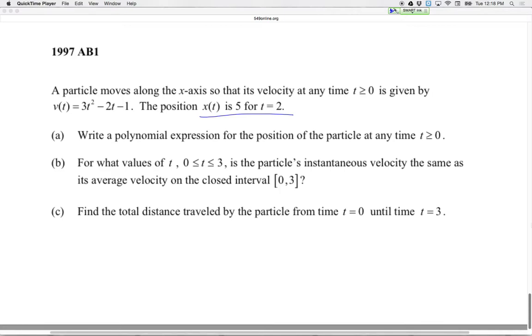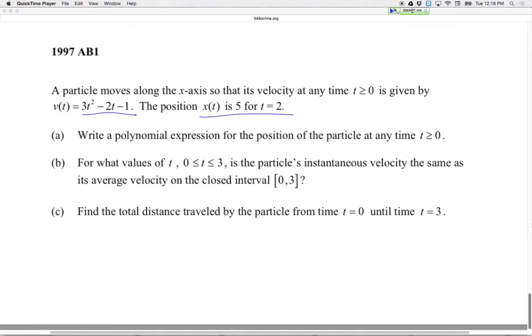But anyways, I give you v of t. Part A, write a polynomial expression. Obviously, it's going to be a polynomial because v of t is t squared. What do you think x of t is going to be? It has to be t cubed. Think about a derivative. Simple power rule always reduces the degree by what? 1.